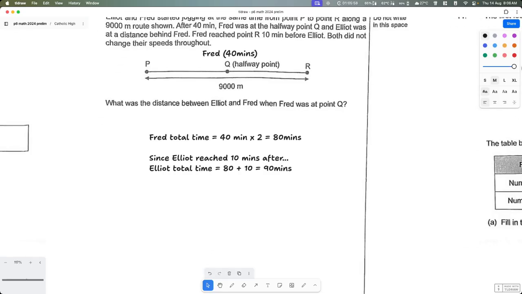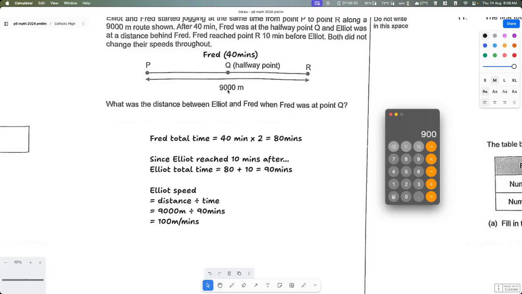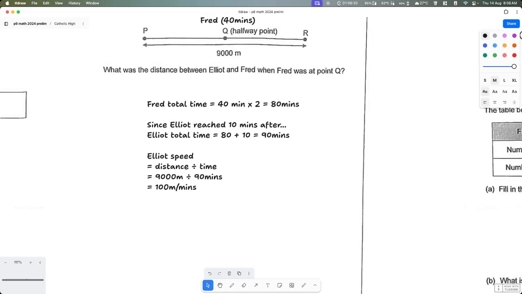Next, we want to know Elliot's speed as well. So Elliot's speed is equal to distance divided by time. The distance is 9,000 meters, and we divide it by time, which is 90 minutes. That is 100 meters per minute. If you want to calculate it, you also can, nothing wrong. So 100 meters per minute.